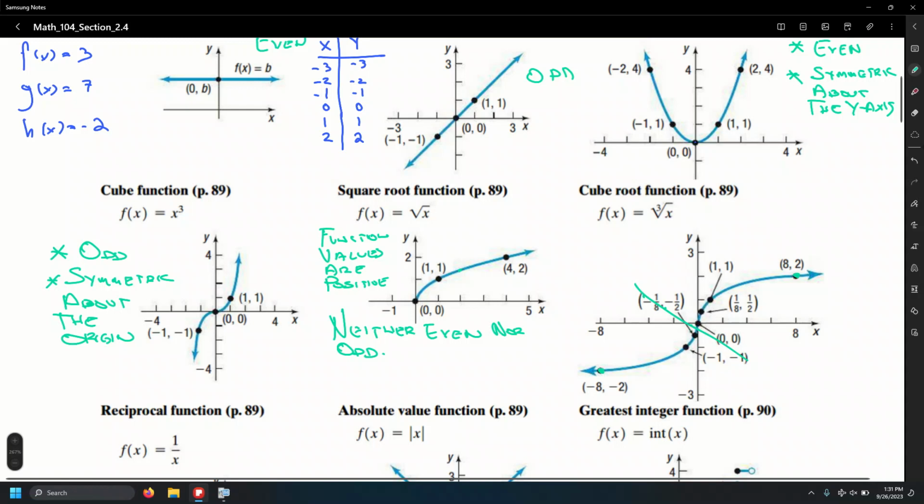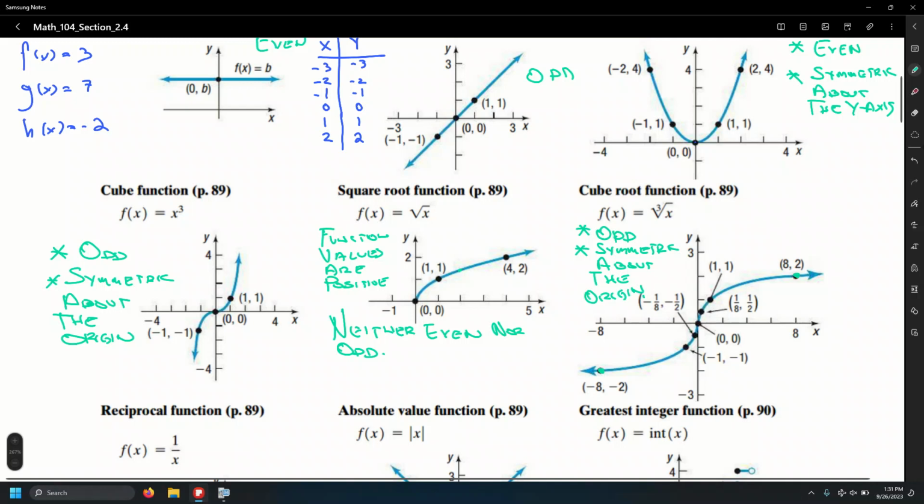All right. So again, okay, let's write it down. So that's odd, symmetric about the origin.